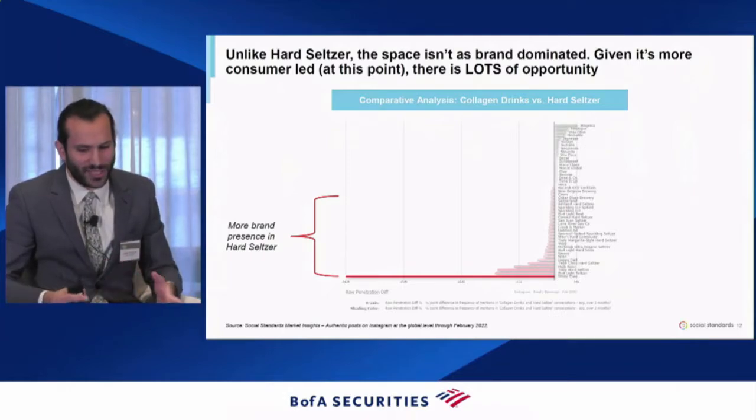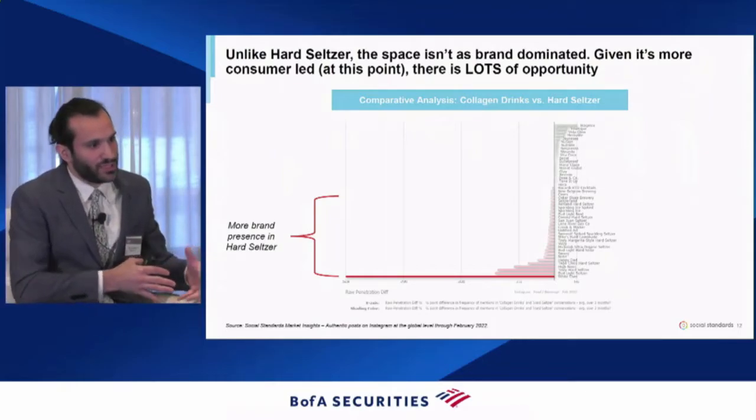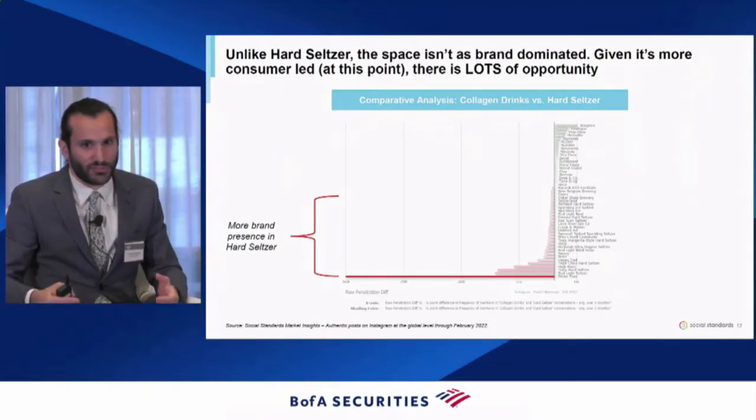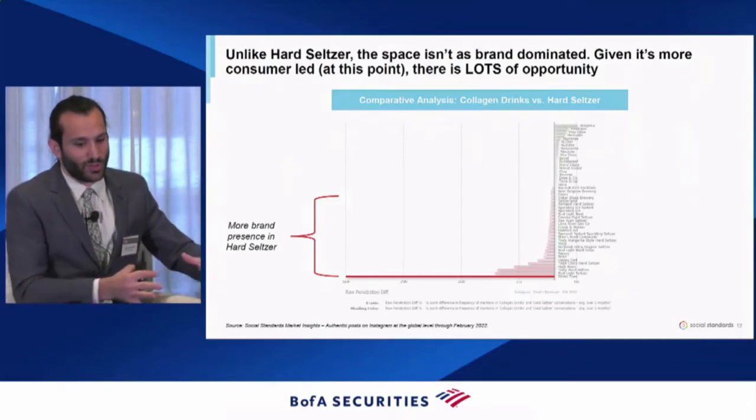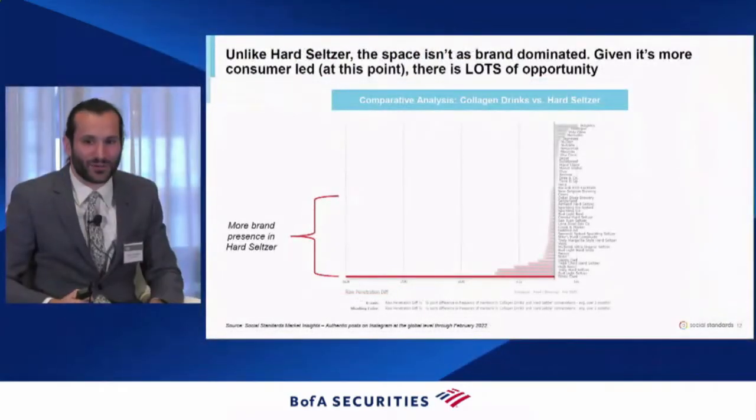So here's the chart that kind of shows brands and their presence in hard seltzer in the red bars, and then brands and their presence in collagen drinks in the green bars. And you can kind of see how this is much more leftward skewed, meaning that brand presence drives a much higher percentage of the conversations within the hard seltzer space than what we see with collagen drinks. And that's really notable because that means right now the trend is a little bit more consumer driven than it is brand driven, or arguably even more fragmented, where you have a lot of different really, really small brands that wouldn't even get a notable amount of volume within social conversations.